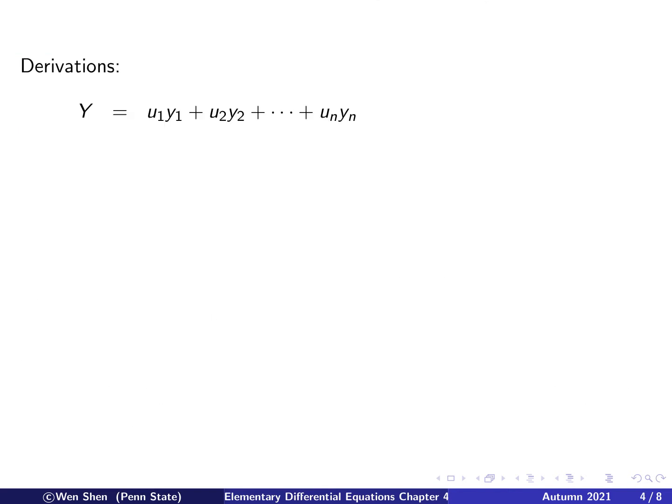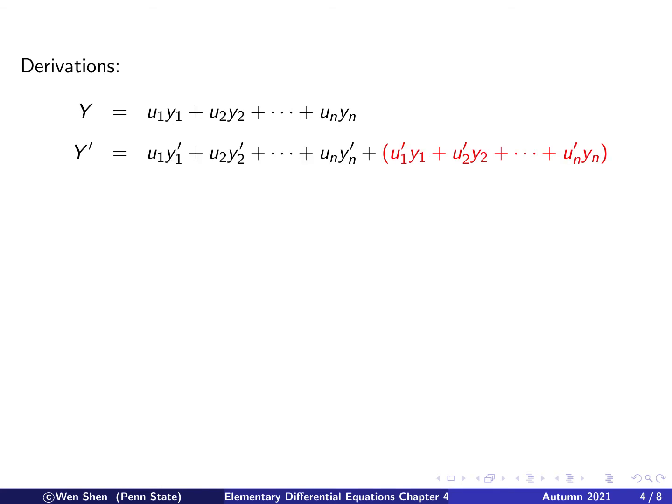Let's now go through a little derivation. We start with the particular solution, capital Y, in this form. That's the form in which we are seeking the solution. I dropped all the t dependence just to be brief, so all these are functions of t.